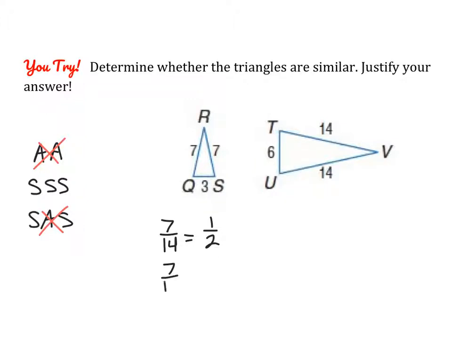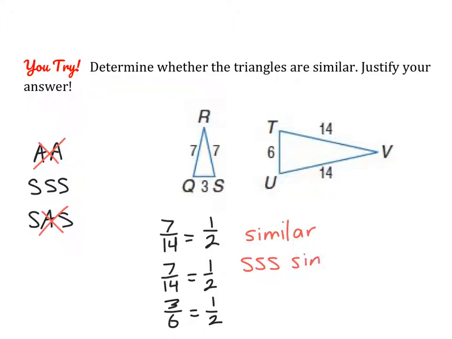Well, we can match the other 7 with the other 14, which is also 1 over 2. And then we see that side 3 will go with the side with length 6, which is also a 1:2 ratio. So since all three sides are proportional, we can say that these two triangles are similar because of side, side, side similarity.